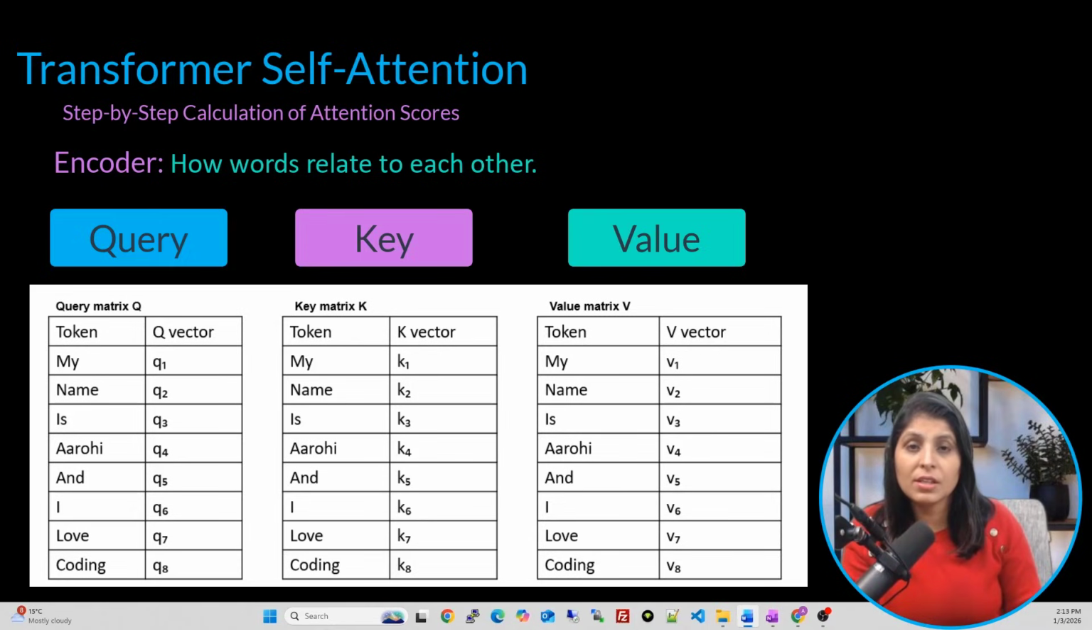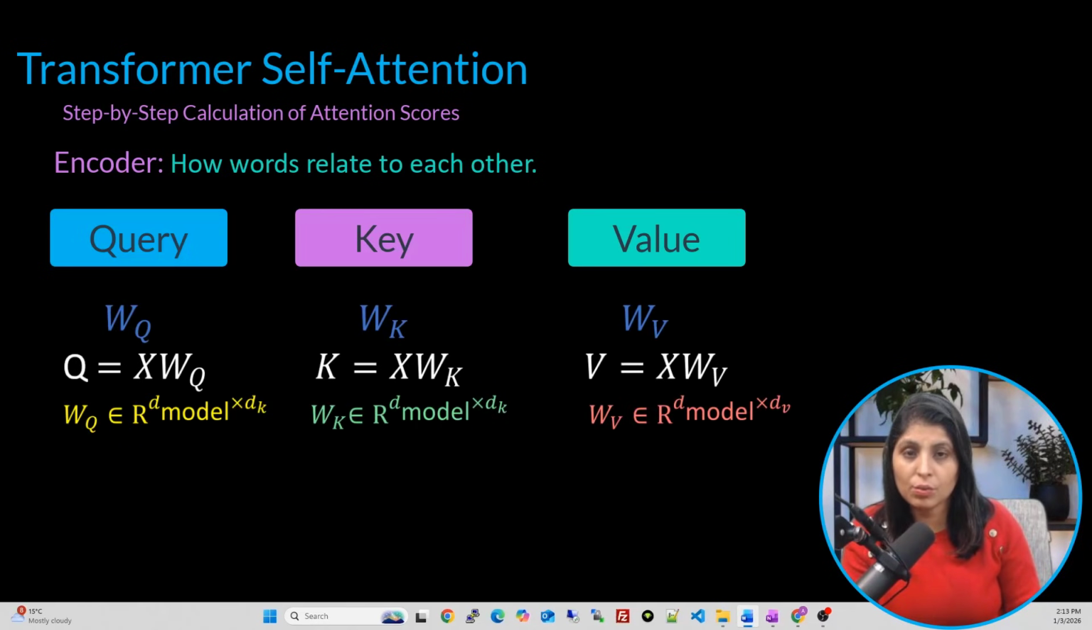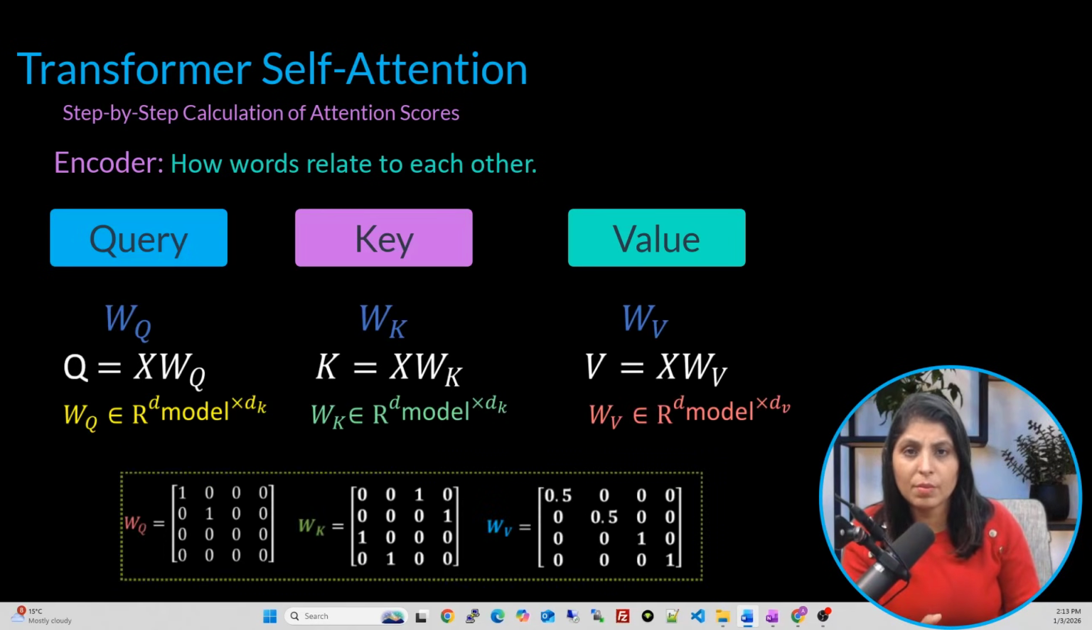We also discussed in the previous class that you cannot calculate query, key and value directly. You need weight matrices for that, and we created three weight matrices: one weight matrix each for query, key and value. Then we used these weight matrices to calculate the query, key and value for each token. These are the three weight matrices which we initialized randomly, and these values are learned epoch by epoch.